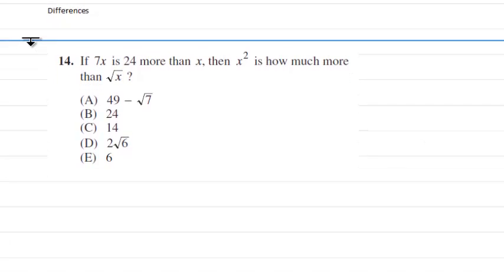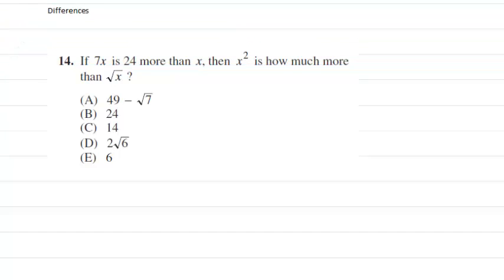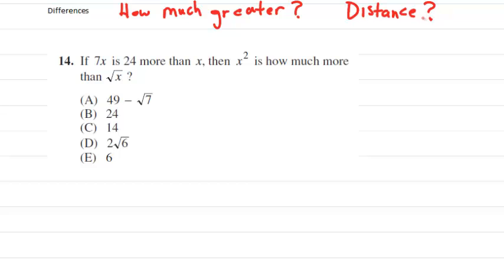Now we're talking about differences. Differences are important because if I want to know how much greater something is than something else, I can just take the larger number and subtract the smaller number. Also, if I want to know the distance between two things, I can also take the larger number and subtract the smaller.